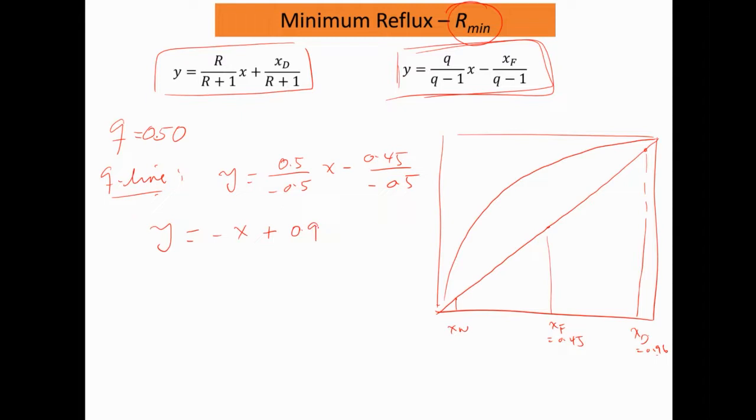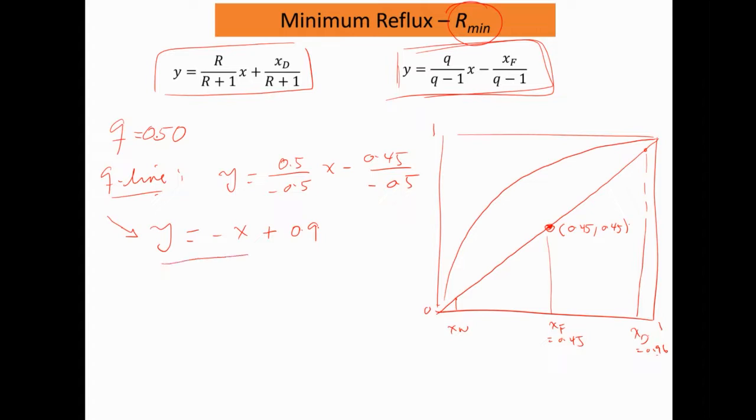And now we know the q line is one of the lines passing through this point. The q line is going to be at x_F. So this is the first point that you're going to say: it's going to be 0.45 and 0.45. The other point can be determined from this equation. And I can tell right now this axis is from 0 to 1, and this one is from 0 to 1 also.